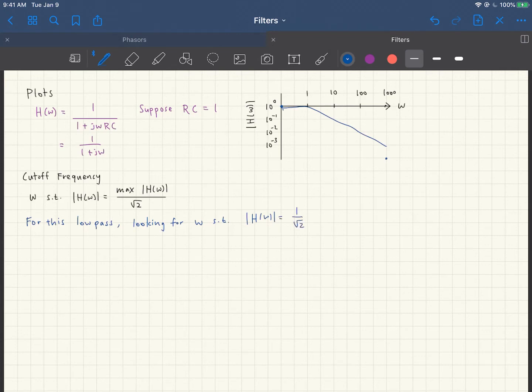The magnitude of that transfer function should be equal to 1 over the square root of 1 plus omega squared. If we take a look, we see that omega is equal to 1. So omega c, the cutoff frequency, also referred to as the corner or pole frequency at times, is equal to 1. And for a generic RC low pass, omega c is going to be equal to 1 over RC.